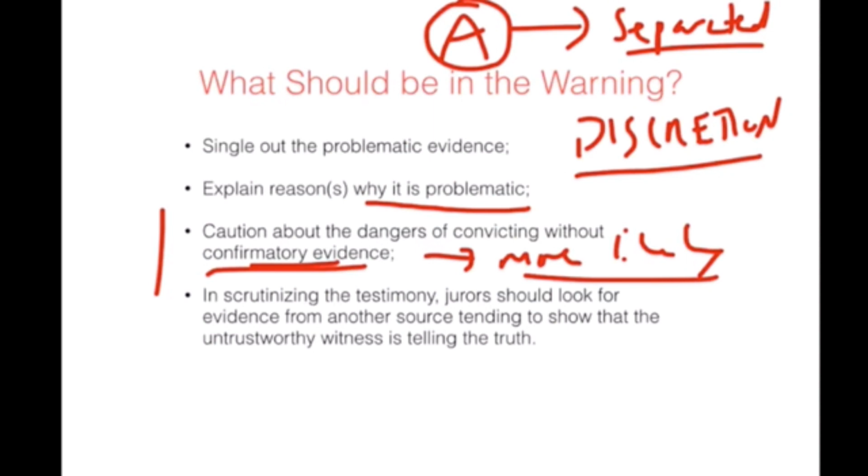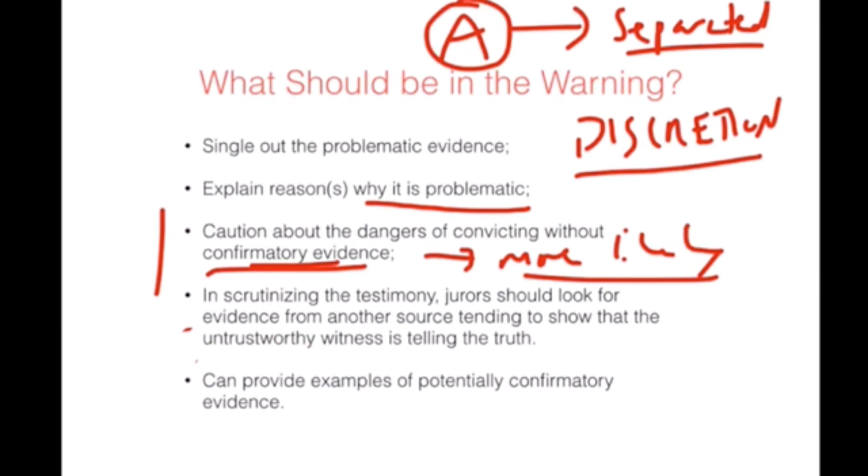Jurors should look for evidence from another source that tends to show that the untrustworthy, I shouldn't put untrustworthy, it should be untrustworthy or problematic. To give you an example of why I say problematic versus untrustworthy, ID evidence is a particularly problematic area here, where you have evidence from an ID witness where they tend to identify somebody from afar, but it's not the best ID. That's not an untrustworthy witness. They're not lying. Problematic. They're not necessarily reliable enough to give the evidence that they're giving.